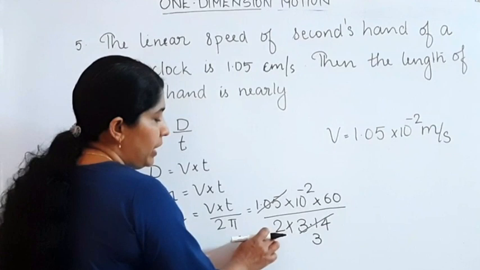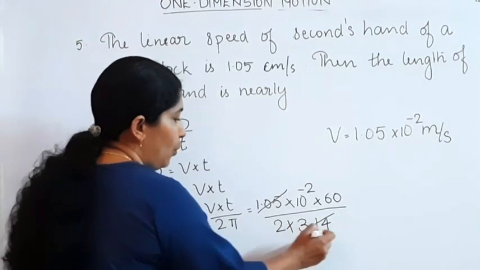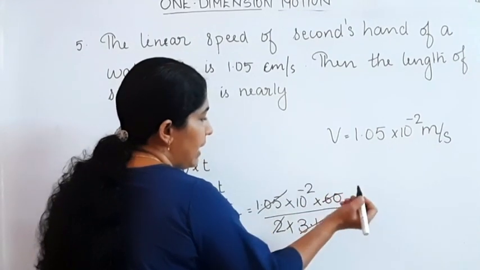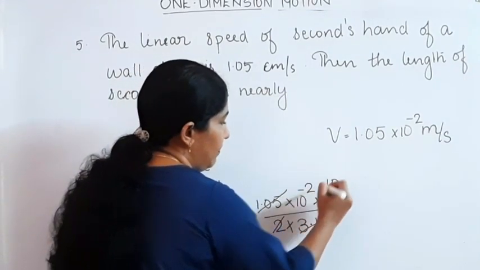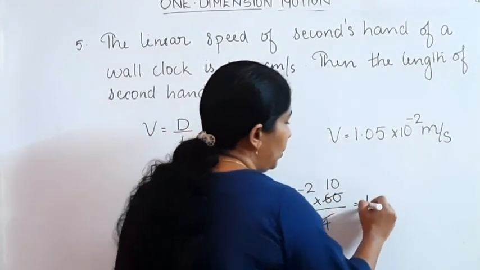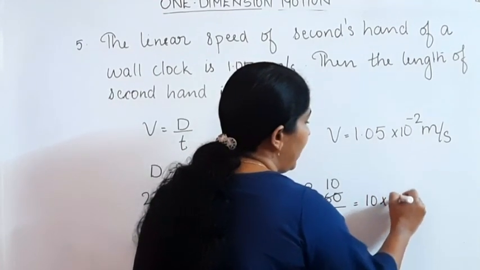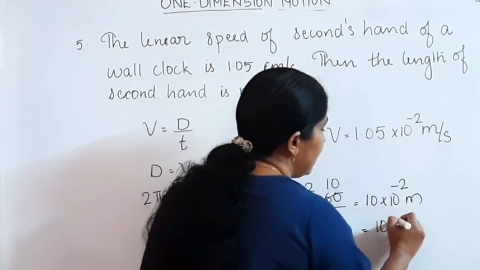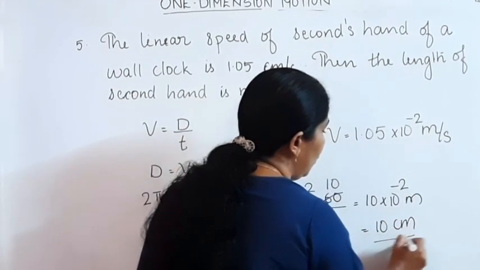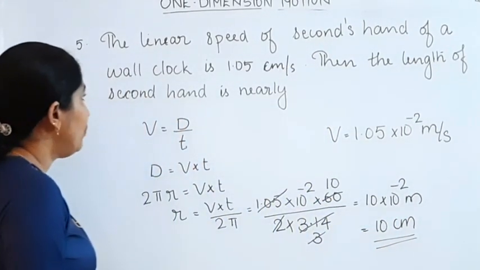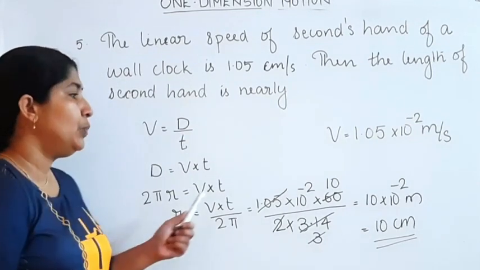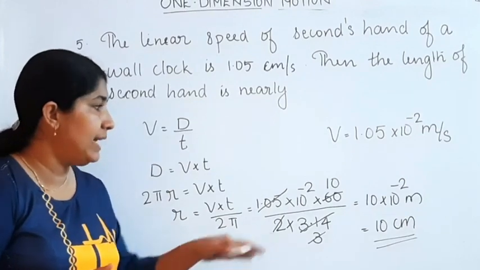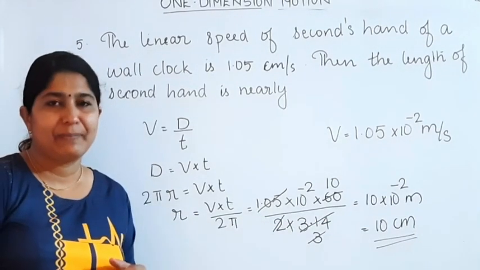3 into 2 is equal to 6. Therefore it cancels with 60, giving 10. That is equal to 10 into 10 raised to minus 2 meter, or 10 centimeter. The radius of the second hand is equal to 10 centimeter. The length of the second hand is approximately 10 centimeter.